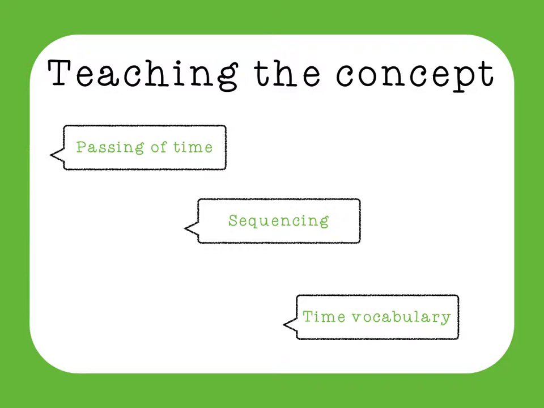Passing of time is how long time takes in between different events. Sequencing refers to how events occur in particular order. It is important for learners to understand that things happen in order along a timeline.